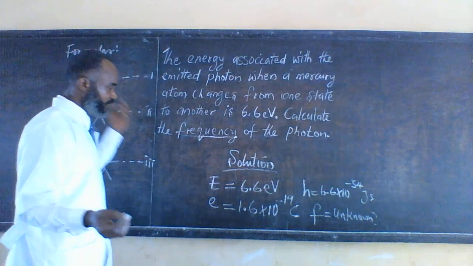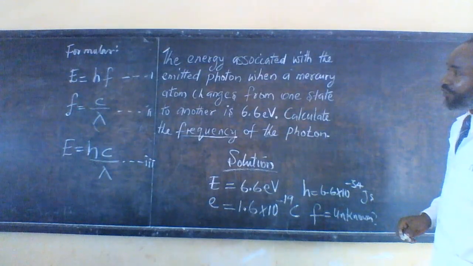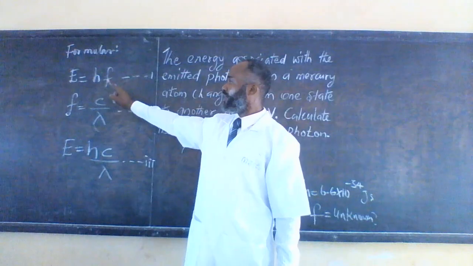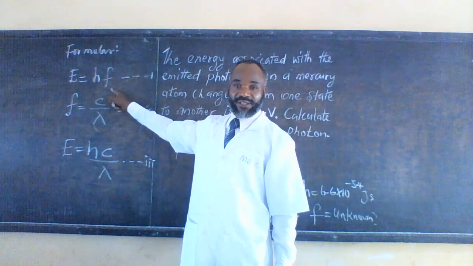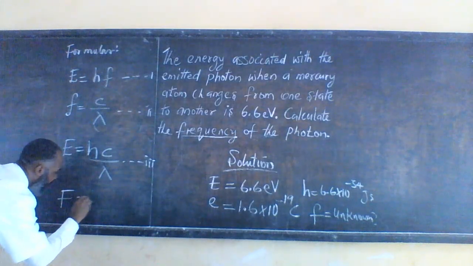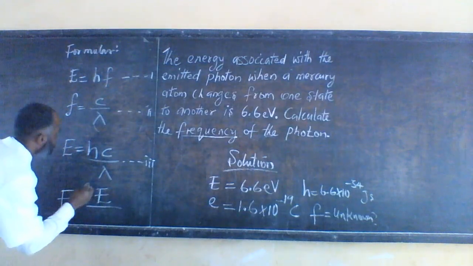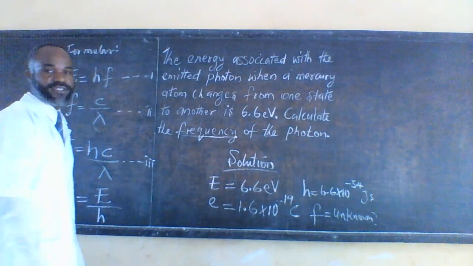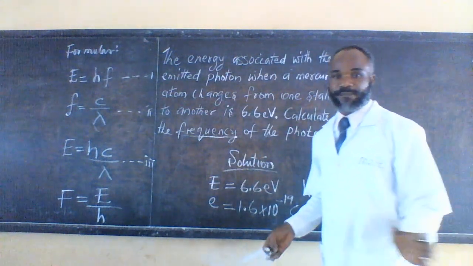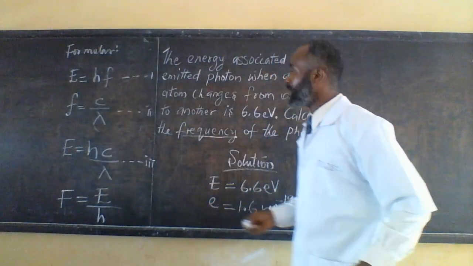So let's see. Equation number one can help us because we're looking for frequency. What we need to do is to make frequency the subject from equation number one. So let's make f, the frequency, the subject of the equation. It becomes frequency is given as energy, E, all over Planck's constant, h. With this, we can then solve for the frequency. Let's go ahead and substitute immediately without wasting time.